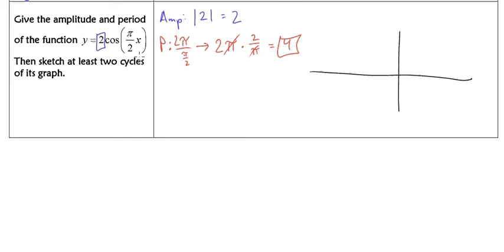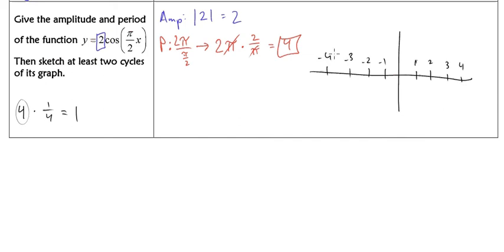All right, then sketch at least 2 cycles of this graph. And so what is the period? The period is 4. So how do I know how often to have a marker? Well, kind of those key points, a tick mark. We're going to figure out what's 1/4 of 4, and clearly that's 1. So it looks kind of like a more traditional graph. We've got 1, 2, 3, 4. Going the other way, -1, -2, -3, and -4.